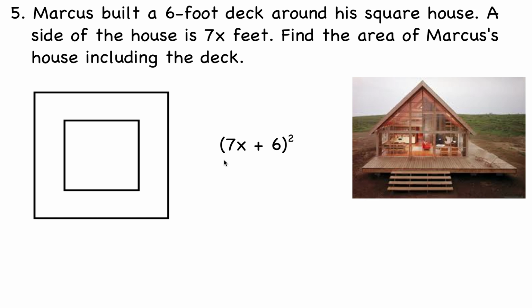So if we want to square that, all we have to do is square each term, multiply and double, and square. So 7 squared is 49x squared, and then 6 squared is 36, and then if we multiply 7 times 6, that's 42x, but now we have to double that, so we get plus 84x. So there's the polynomial that would describe the area of Marcus's house, including the deck.